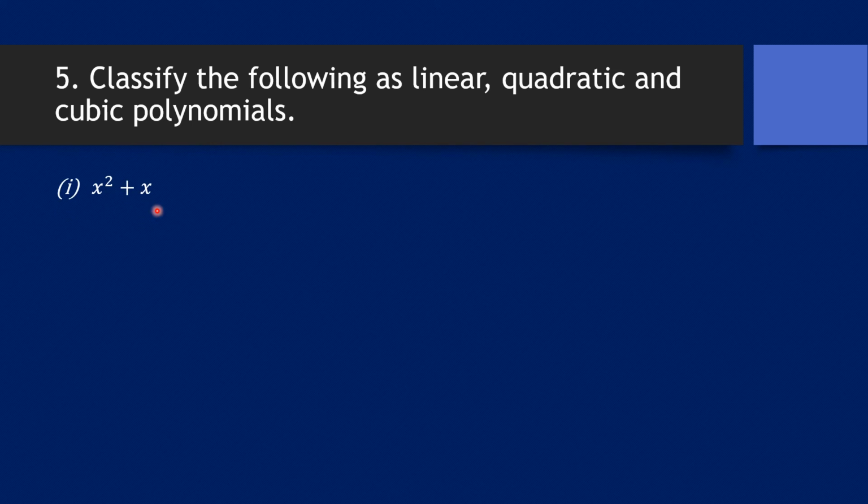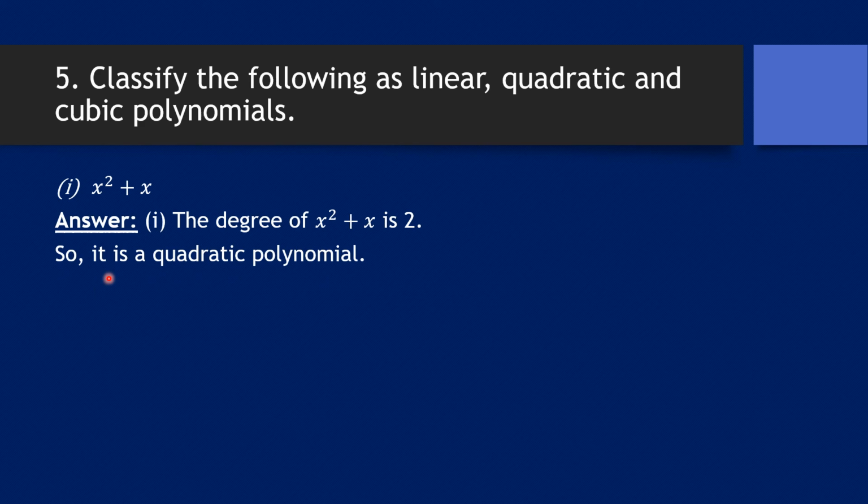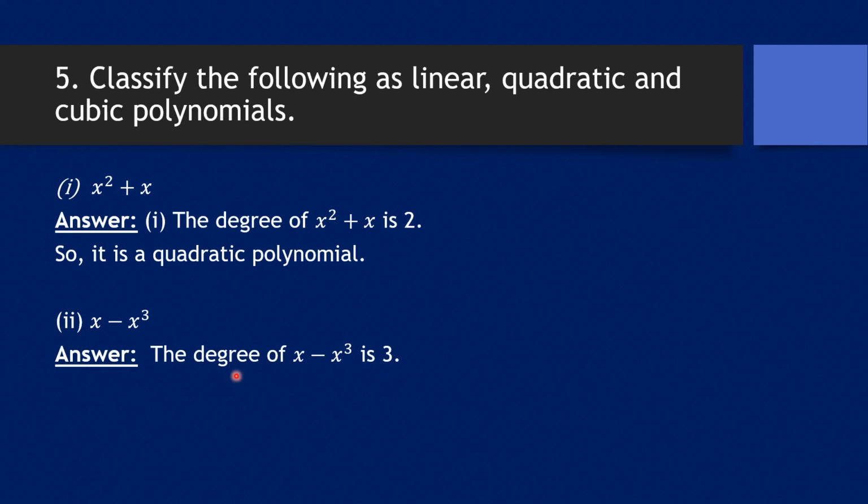So it is x squared plus x. Here you can see the highest power is 2. Therefore, this will be a quadratic polynomial. Now question number 2 says x minus x raised to the power 3. As you can see, the highest power of this expression is 3. That is, the degree of this expression is 3. Therefore, it is a cubic polynomial.